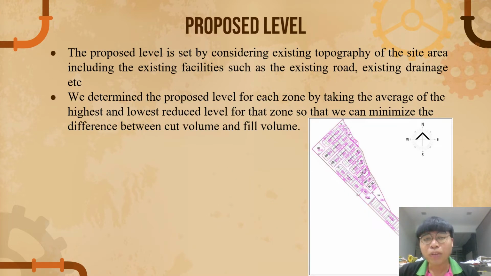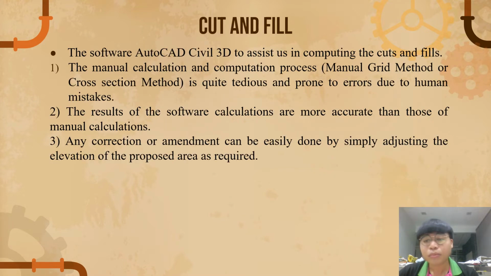Now I'll talk about the proposed level. The proposed level is set by considering the existing topography of the site area, including existing facilities such as the existing road and existing drainage. We determine the proposed level for each zone by taking the average of the highest and lowest reduced level for the zone, so we can minimize the difference between the cut and fill volume.